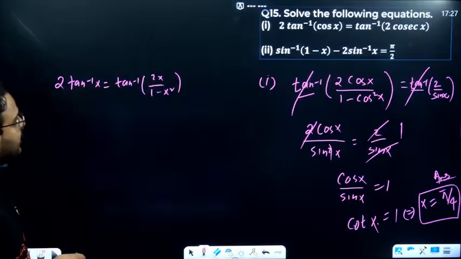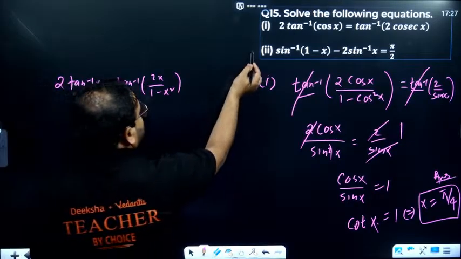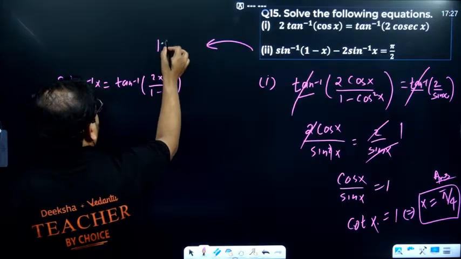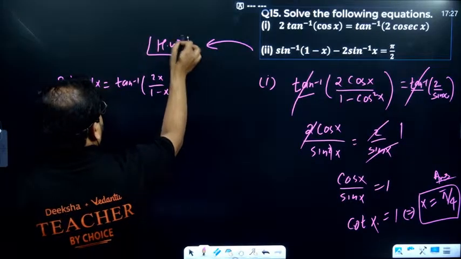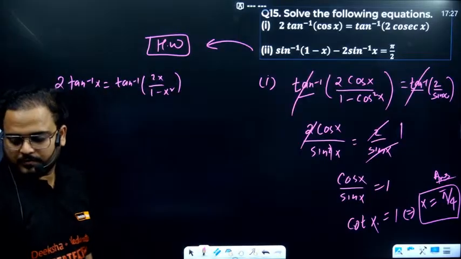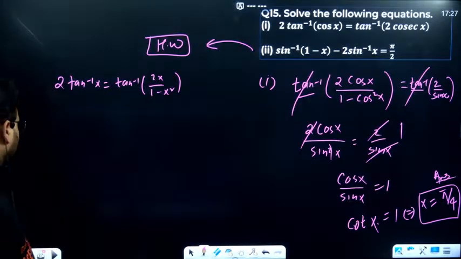Okay, clear? This you guys solve. Tell me the value later. This will be your homework. Second part is your homework. Question number 15, part 2.